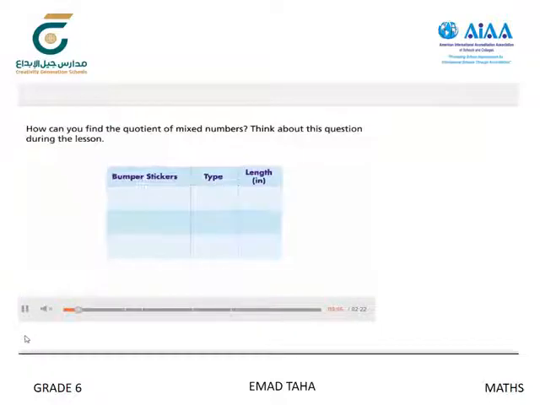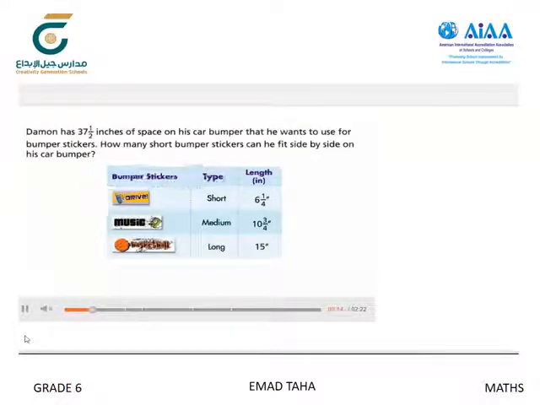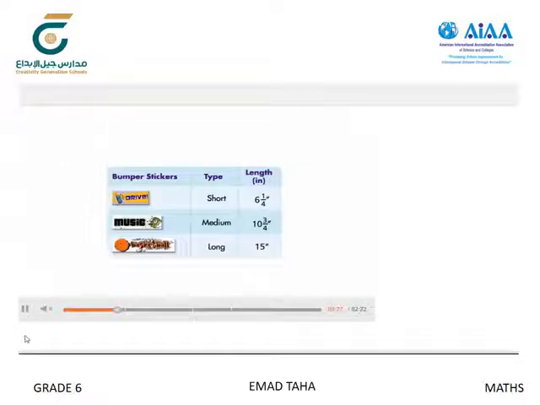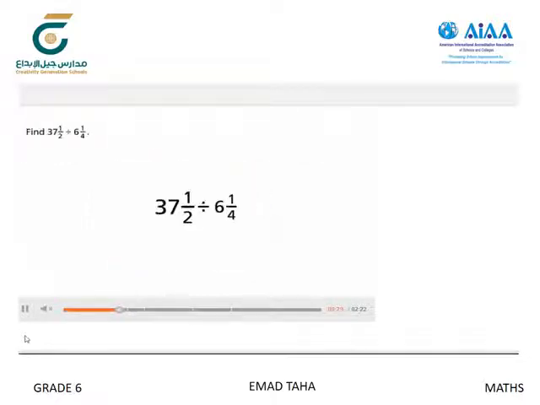How can you find the quotient of mixed numbers? Think about this question during the lesson. Damon has 37 1/2 inches of space on his car bumper that he wants to use for bumper stickers. How many short bumper stickers can he fit side by side on his car bumper? Find 37 1/2 divided by 6 1/4.